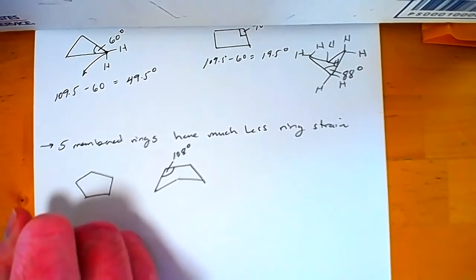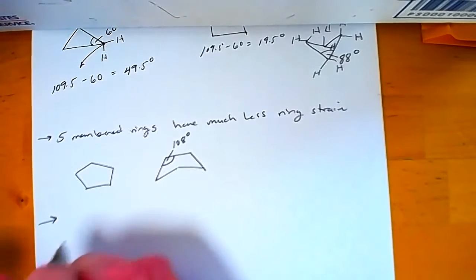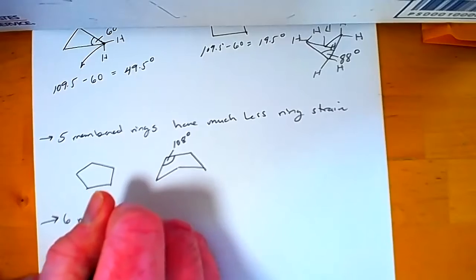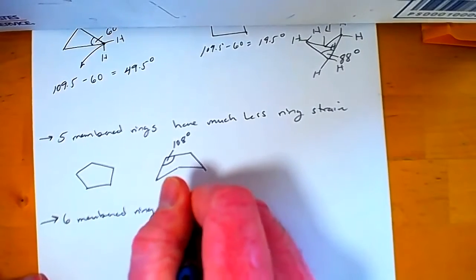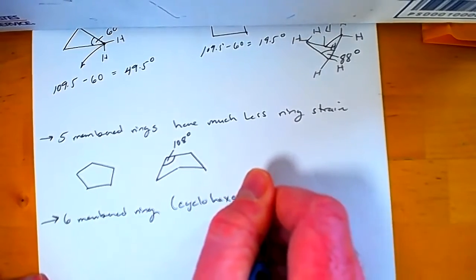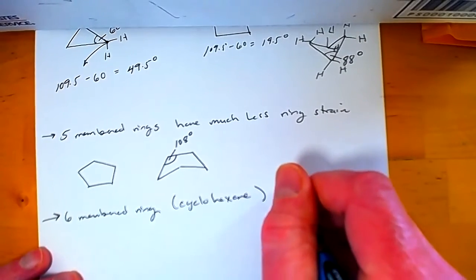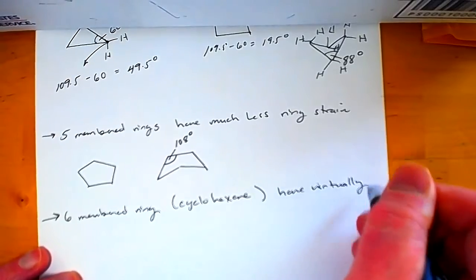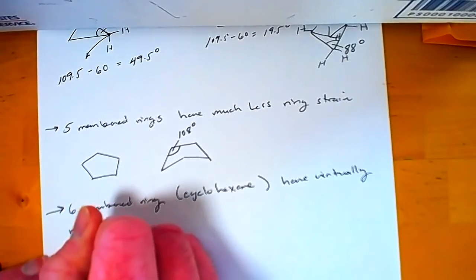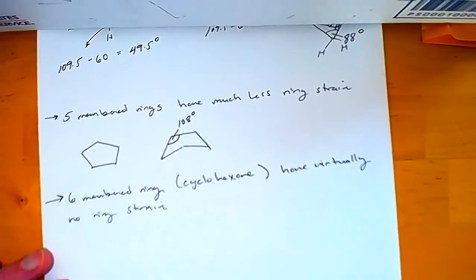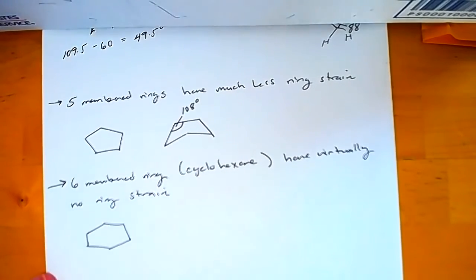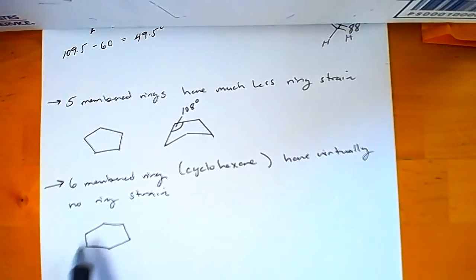Now, where there has been a lot of study and where there's been a lot of thought given into this is really coming from 6-membered rings, particularly cyclohexane, which has virtually no ring strain. And the reason is because this molecule does not have to sit planar at all. So if you were going to draw something like this and say, okay, this is how we typically represent cyclohexane when we're drawing it quickly.